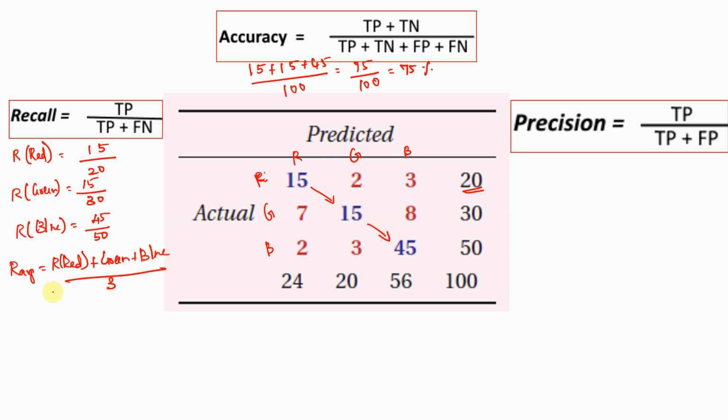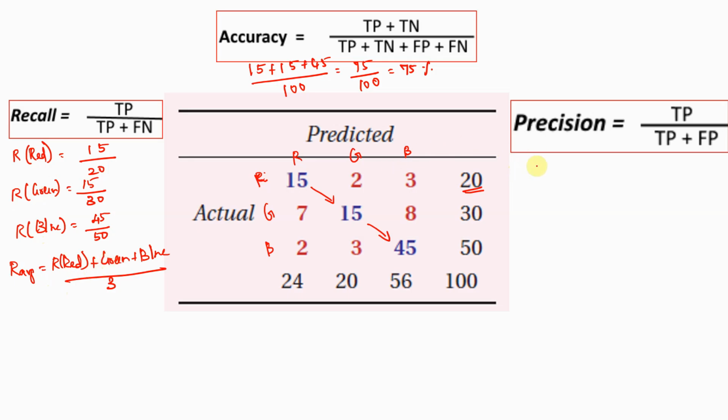which will give the average recall, because in real time we will not have only the binary classifier. We are having multi-class classification. So that time you can get the recall class wise and also you can get the overall or the average recall of your machine learning model.